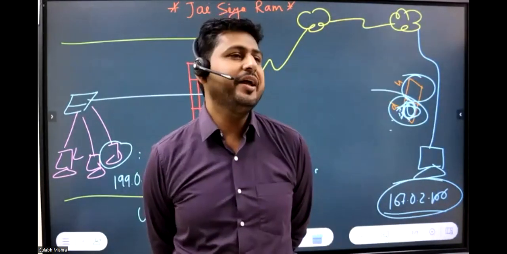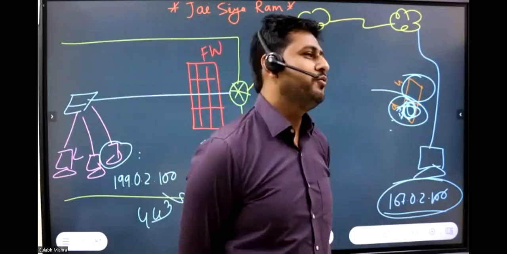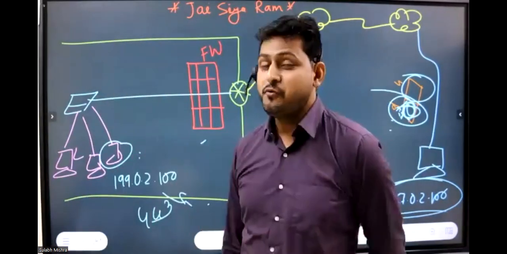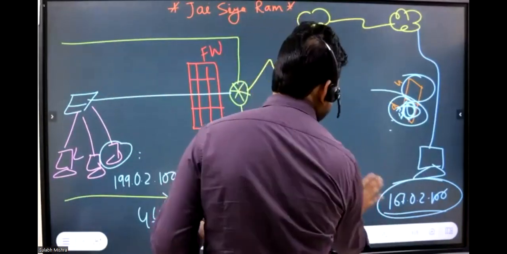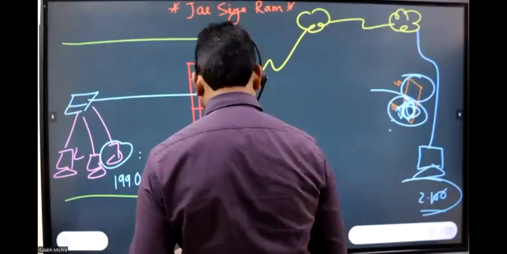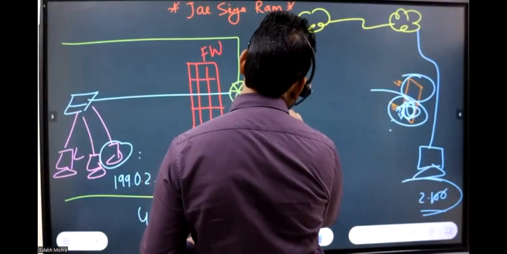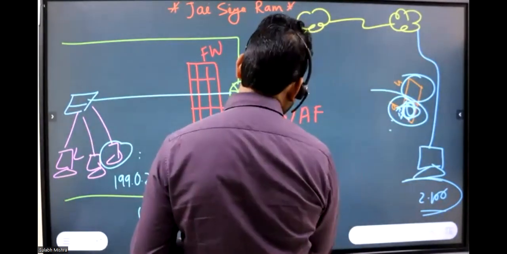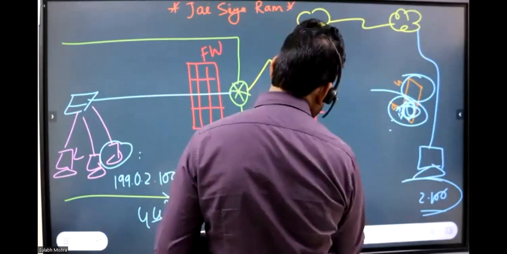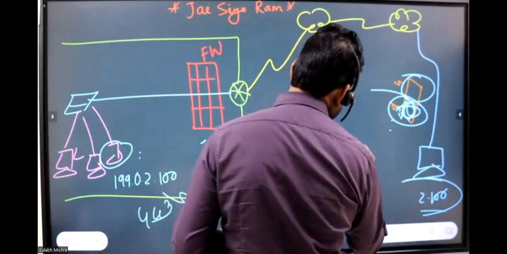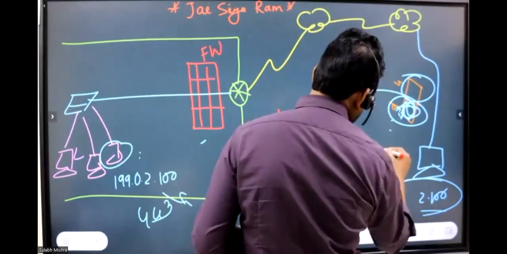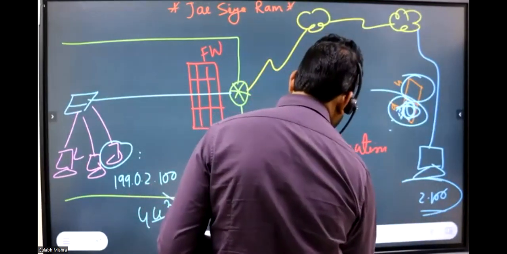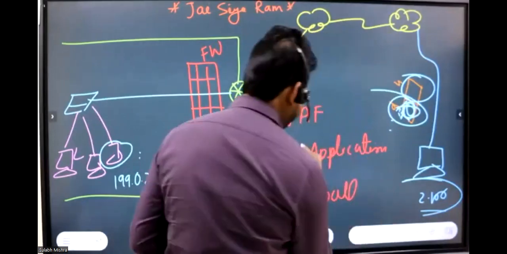Right? So that particular device we call, anybody knows, which secures the web application? It is called WAF. The name itself suggests: web application firewall. Like again, it is a firewall, but it's a web application firewall.